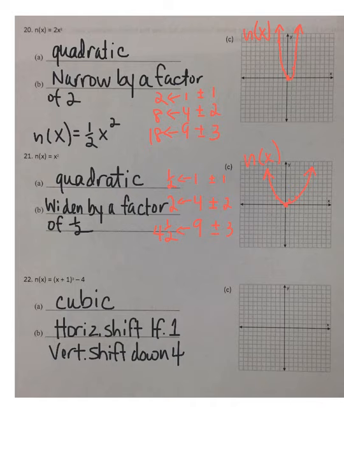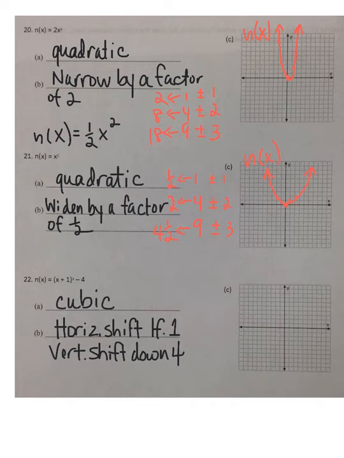Okay, I just want you to compare. Look at how much wider this graph is compared to this graph right here. This is half as wide. This is double as wide. So you can see, even though this number is a 2, it actually squeezed this parabola in. And even though this is a 1/2, it actually opened it up.